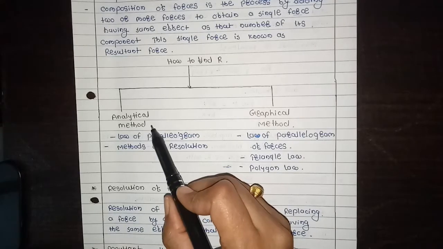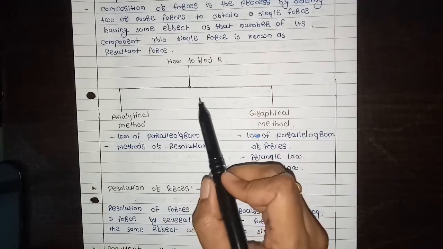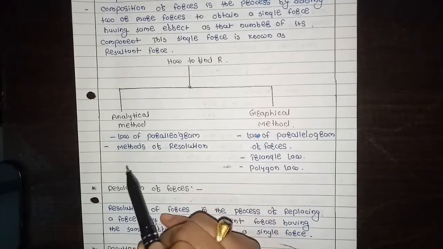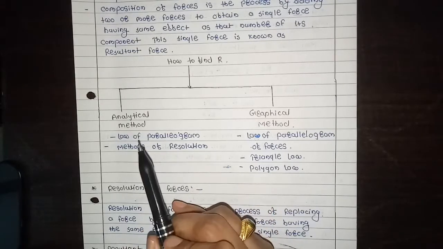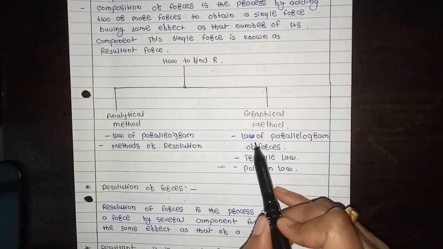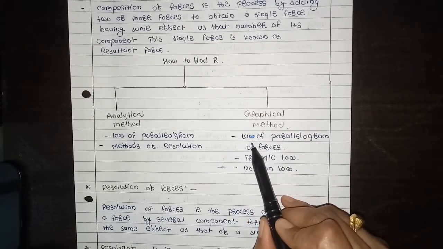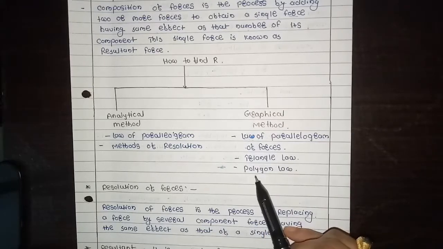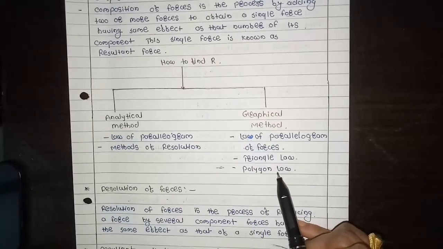In the analytical method, the resultant force is calculated by using the law of parallelogram and the method of resolution. And in the graphical method, the resultant force is calculated by using the law of parallelogram of forces, triangle law and polygon law.